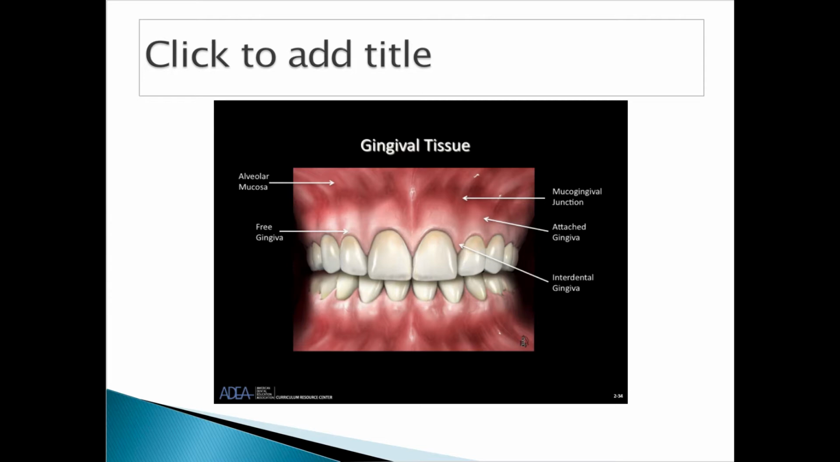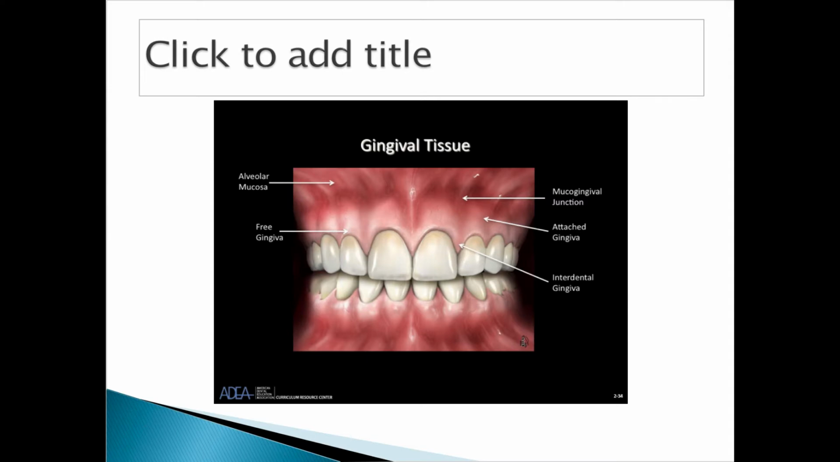Next, we have the attached and free gingiva. Attached gingiva extends from the coronal extent of the junctional epithelium to the mucogingival junction and is firmly attached to the underlying alveolar bone. It is also attached to cementum by connective tissue fibers, and it often presents a surface feature known as stippling, which is akin to an orange peel type of appearance.